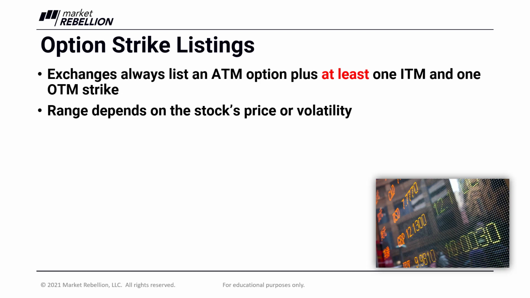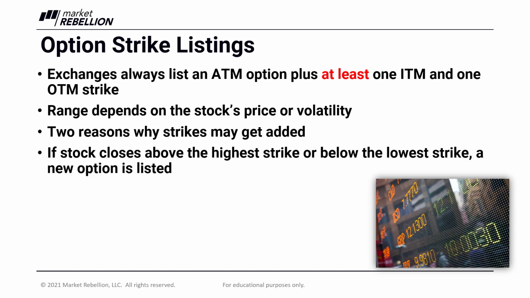Just because a stock starts with a certain range of strikes, there are 2 reasons why strikes can get added. Once they're added, they never get subtracted. But for any given month, throughout the option's life, you can certainly see additional strikes getting listed. So here's the basic protocol. If the stock closes above the highest strike or below the lowest strike, a new option strike is listed. That's the first reason, but there's a second one. You can also request strikes. These are the 2 reasons that option strikes could get added throughout the option's life.